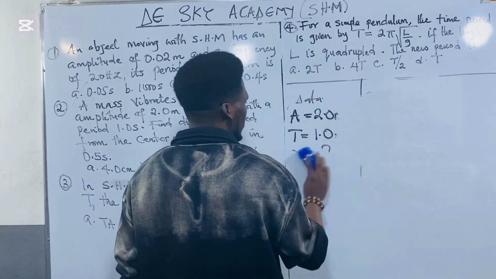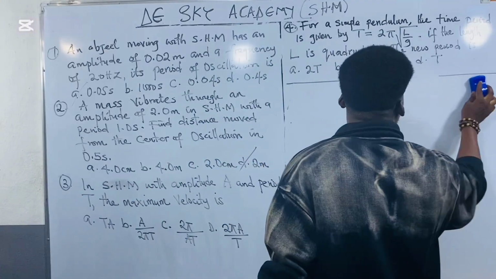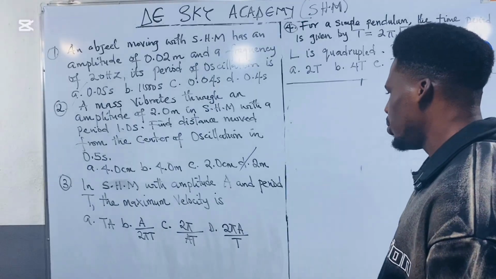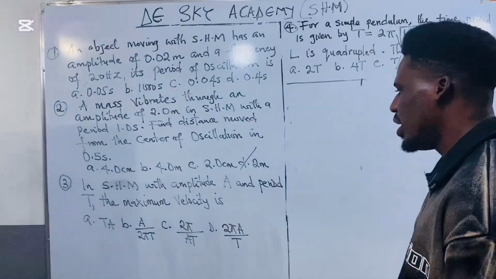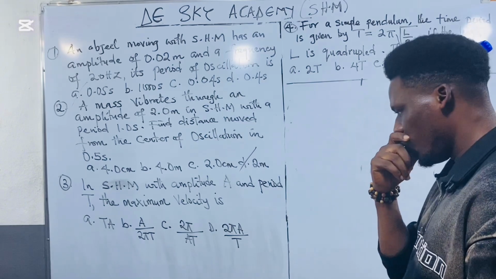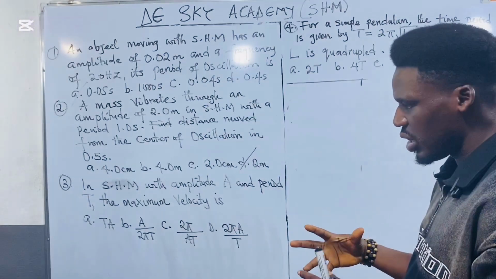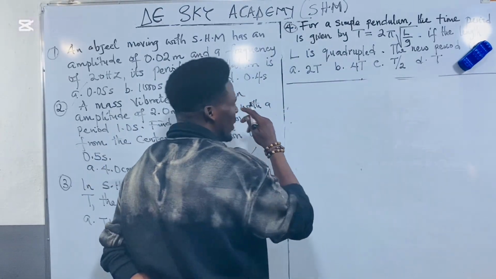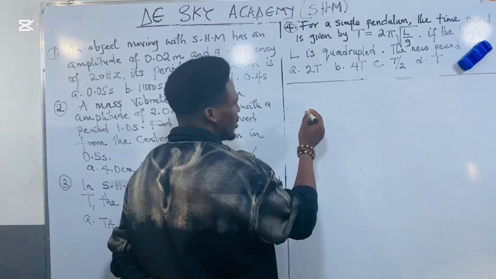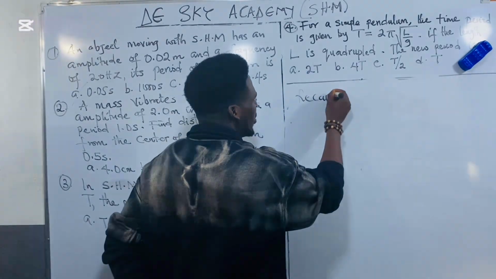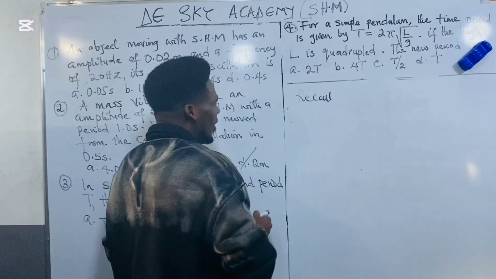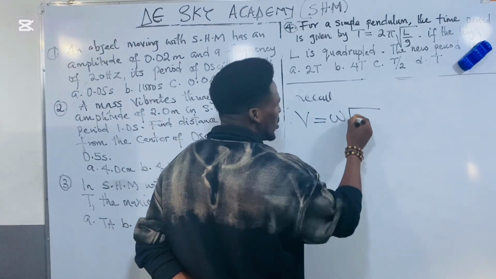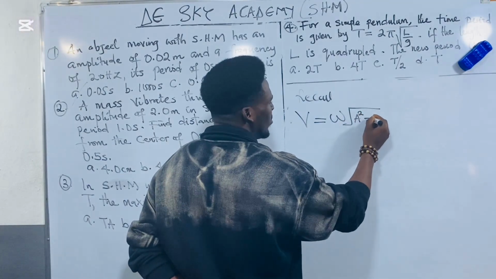So question number 3. They said in simple harmonic motion with amplitude A and a period t, the maximum velocity is dash. Wow. The maximum velocity is dash. Alright, remember the formula for maximum velocity? Can you still recall that V is equal to omega, square root of A squared minus x squared?